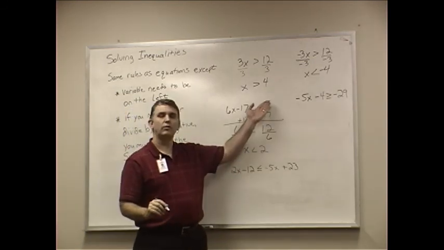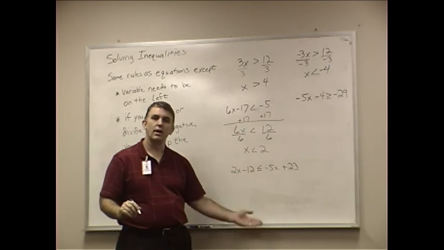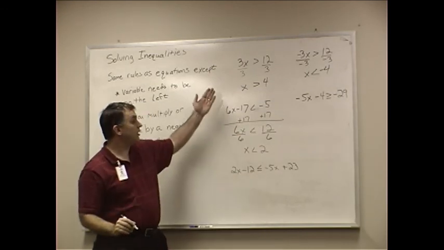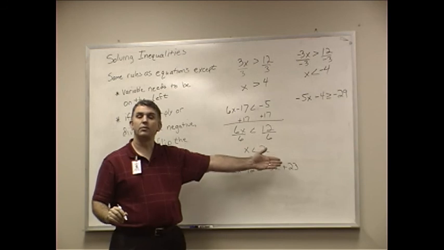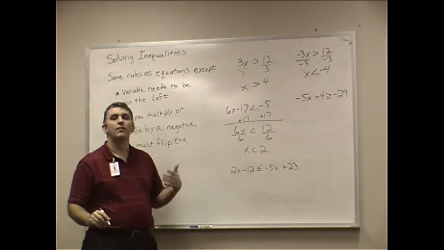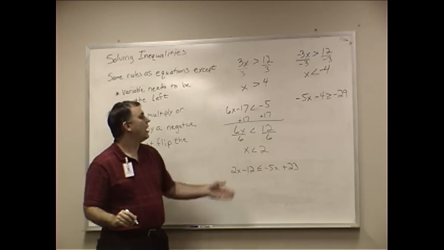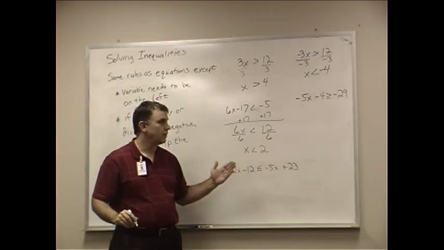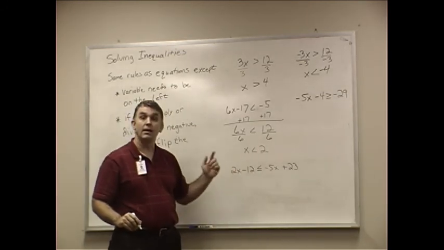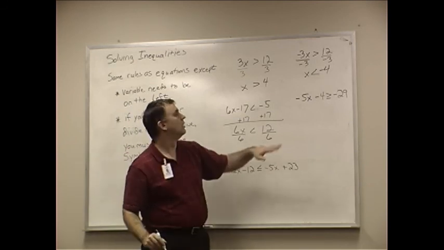All right, so I'm just doing the same thing here, just like an equation. I've been lucky so far. The variable has just been landing on the left. If it's not landing on the left, you need to make sure it gets over there. And if you happen to divide by a negative, you flip the symbol. I haven't forgotten. I will explain why in a moment.